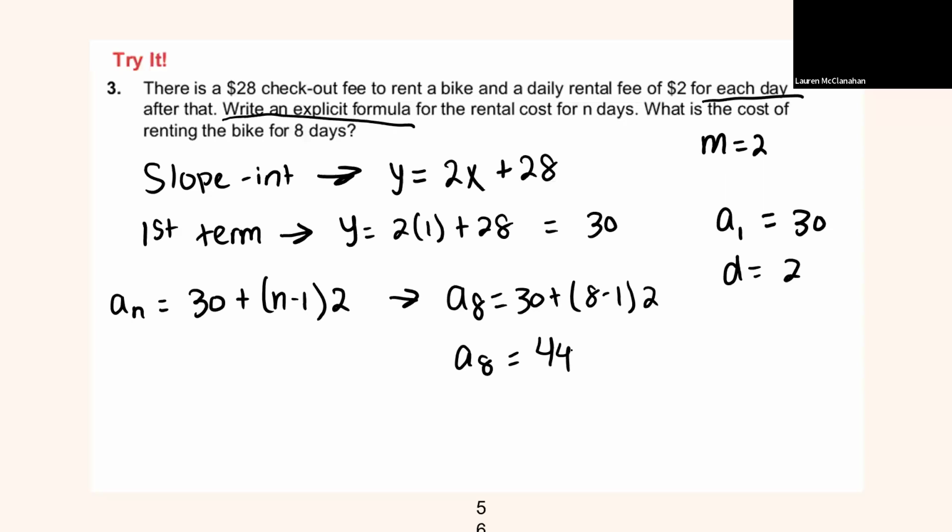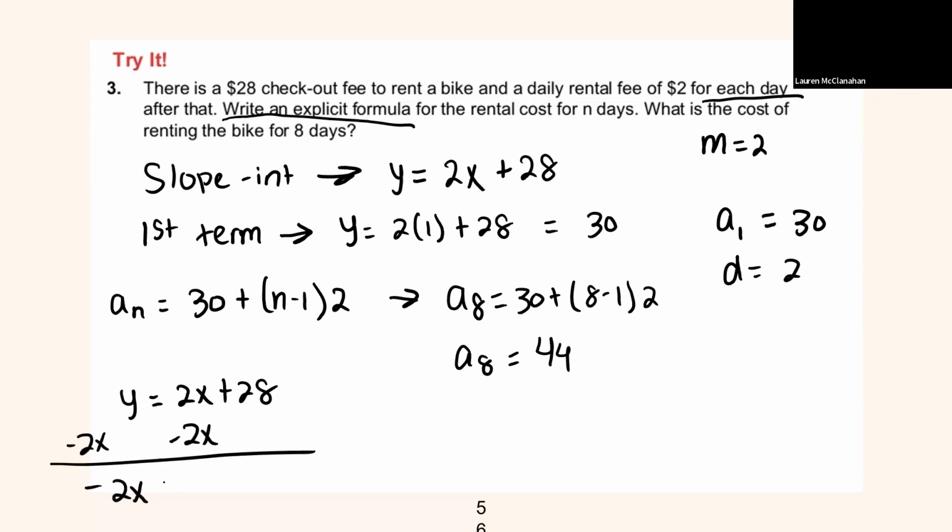Now I want us to go back really quickly and just have our slope intercept form y equals 2x plus 28. And I want us to practice turning this into standard form. Remember, we subtract 2x from both sides. So that leaves me with negative 2x plus y equals 28. Again, that leading coefficient cannot be negative. So we have to flip the sign for everything. So our standard form of this is 2x minus y equals negative 28. And this is standard.